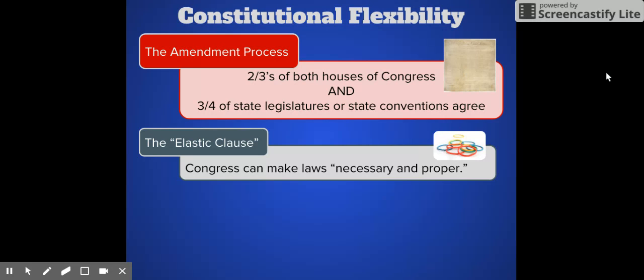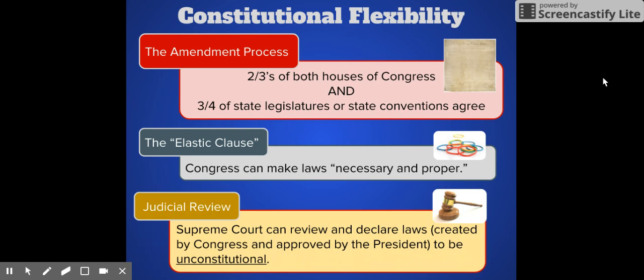Those were not issues years ago because we didn't have that technology, but since then, Congress has had to make laws to deal with that. So when we look at Congress making laws throughout the year, we should think elastic clause. And we're going to look at some pretty important laws throughout our nation's history.